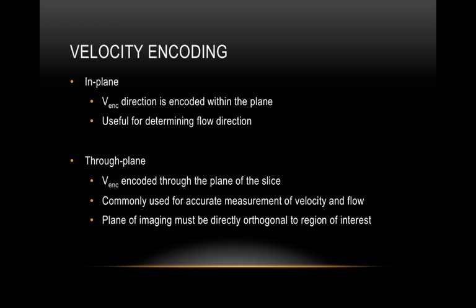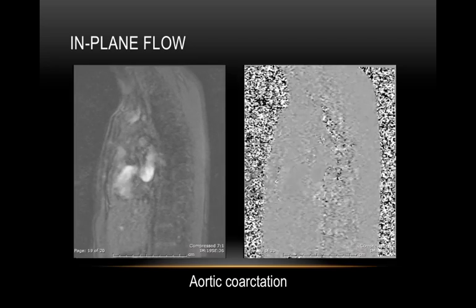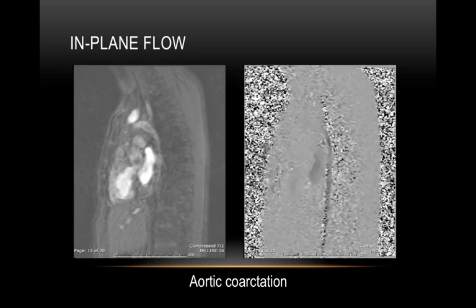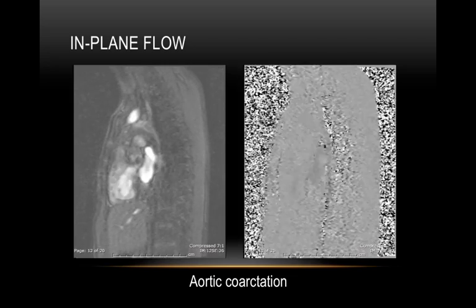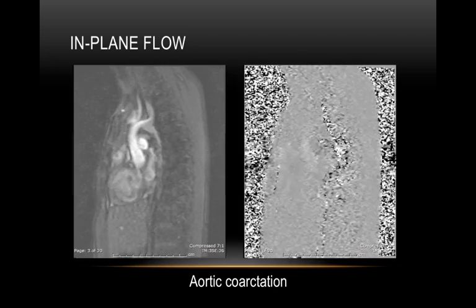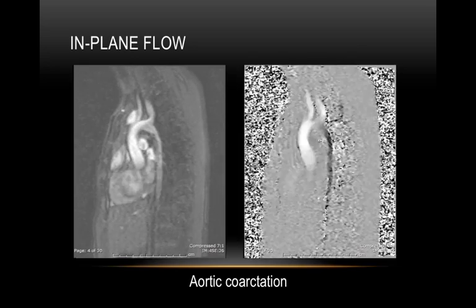But in order to do good through-plane imaging, we have to make sure, regardless of the direction of the jet, that we are truly perpendicular. So we may have to set up some unusual double oblique images in order to get good through-plane quantification. You can see on these two images, here's a magnitude and a phase image of aortic coarctation, and you can see that we've laid out the aorta, so we have a long axis image showing the flow, and we can see the direction within the long plane.